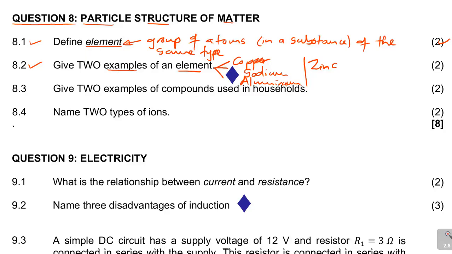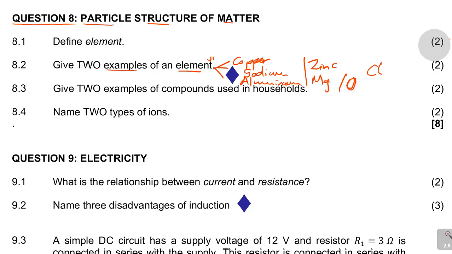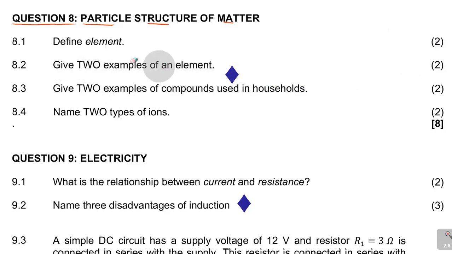So copper contains only copper atoms, sodium contains only sodium atoms, and it can be magnesium, containing only magnesium, oxygen contains only oxygen atoms, chlorine contains only chlorine atoms. So those are elements. All right, so let us move on to the next question. That was more like a continuation of 8.1, 8.2.